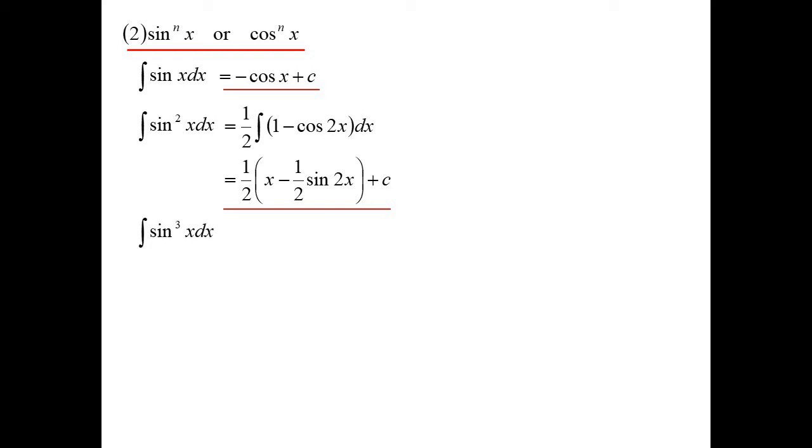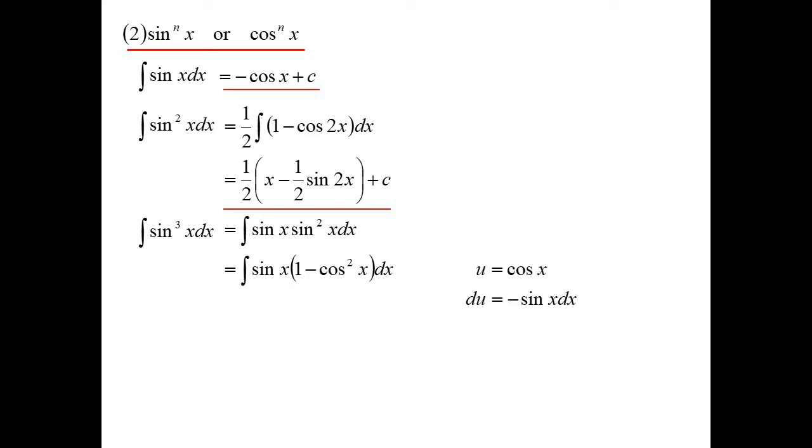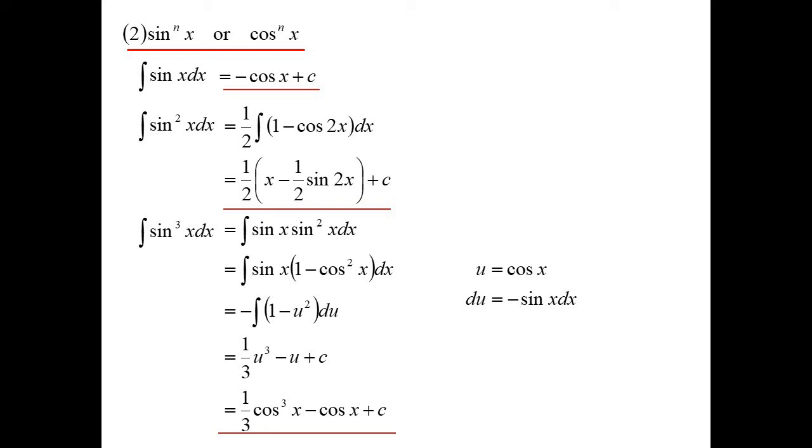Okay, so now we come to cubed. So with the cube, what we do is we split it up into sine x times sine squared. Now the reason we do that is the sine squared I can rewrite as 1 minus cos squared. And now I can do it via a substitution. Because if I make u equal cos x, then du is minus sine x dx. So I can rewrite that as minus the integral of 1 minus u squared. And well, that gets a third u cubed minus u, which becomes a third cos cubed minus cos.